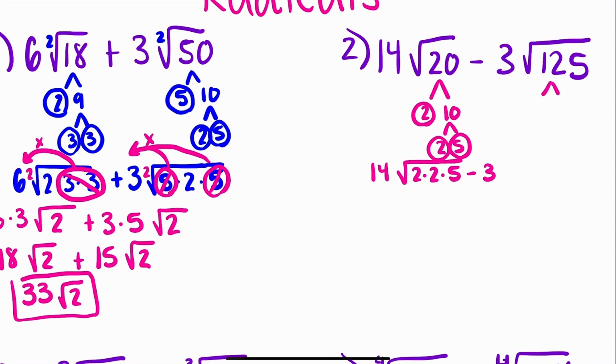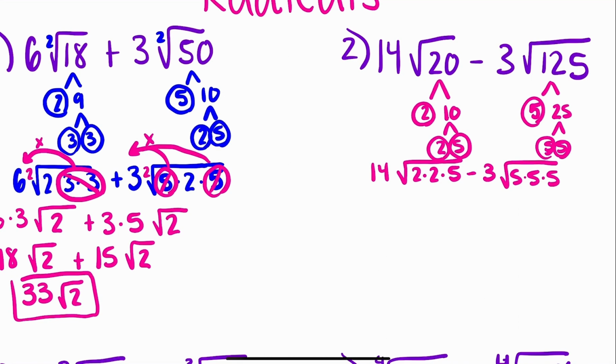And let's factor down 125. I think of 5 and 25 and 5 and 5. Those are all factored all the way down. So times the square root of 5 times 5 times 5. Sorry, my 5s look like S's.